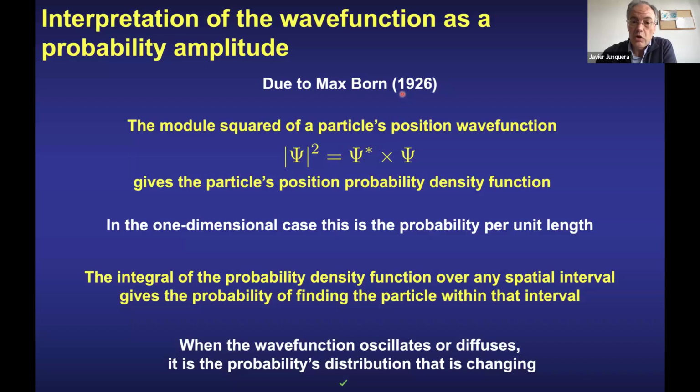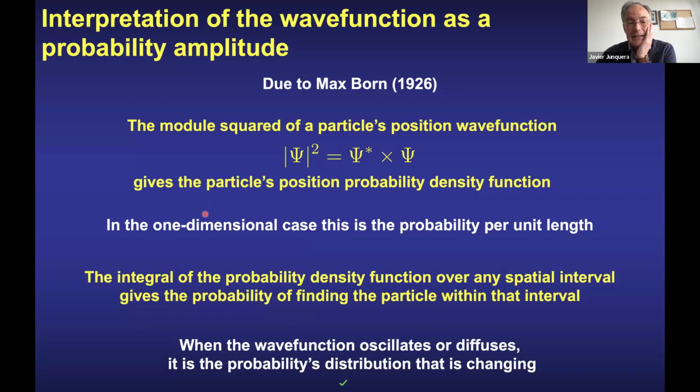It was very close to the publication of the Schrödinger equation almost 100 years ago. And within this interpretation, the modulus squared of a particle's position wave function, and remember that this object here may be complex. So the modulus squared of a complex number is the complex conjugate of the number times itself. This modulus squared of the particle's position wave function gives the particle's position probability density function. So how likely it would be to find the particle at that particular point.